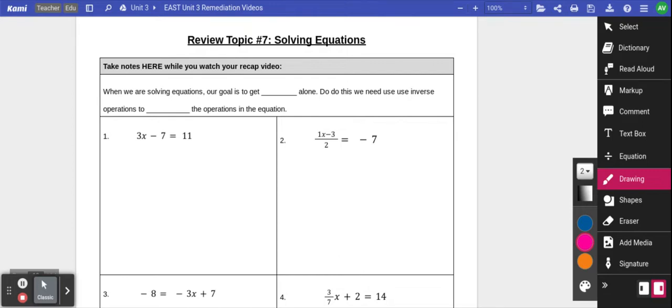Hi everybody, and welcome back for our last review topic for Unit 3 in Math 1, which is all about solving equations. When we are solving equations, our goal is to get x alone. To do this, we need to use inverse operations to undo the operations that are already there.